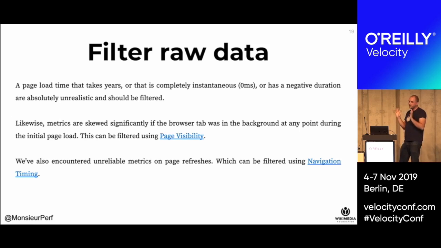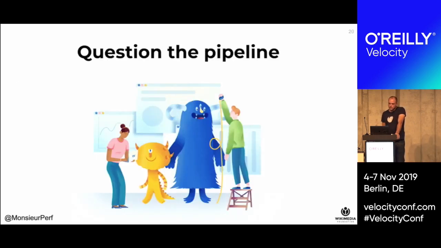So by any means, if the page was in the background at any point in the page load that you're trying to measure, discard the data, because it's going to be full of noise and probably invalid. And for the same reason, we also filter out page refreshes. Same thing, weird stuff starts happening with timing APIs related to performance when you refresh the page. And this information you can get from the navigation timing API.